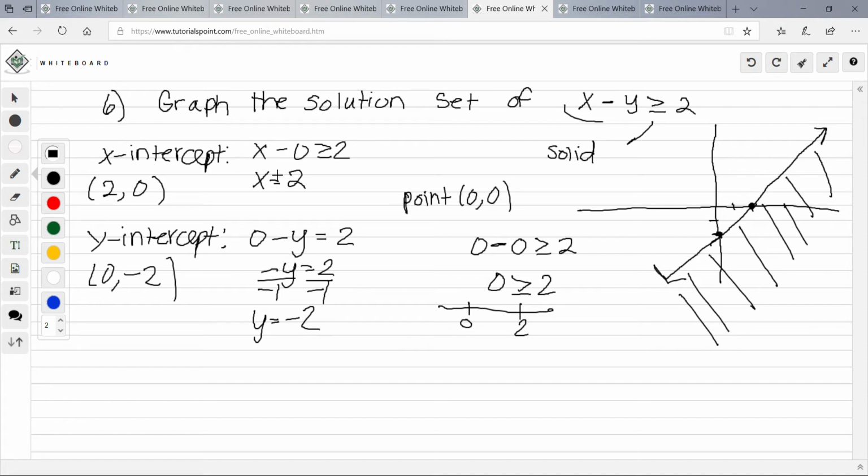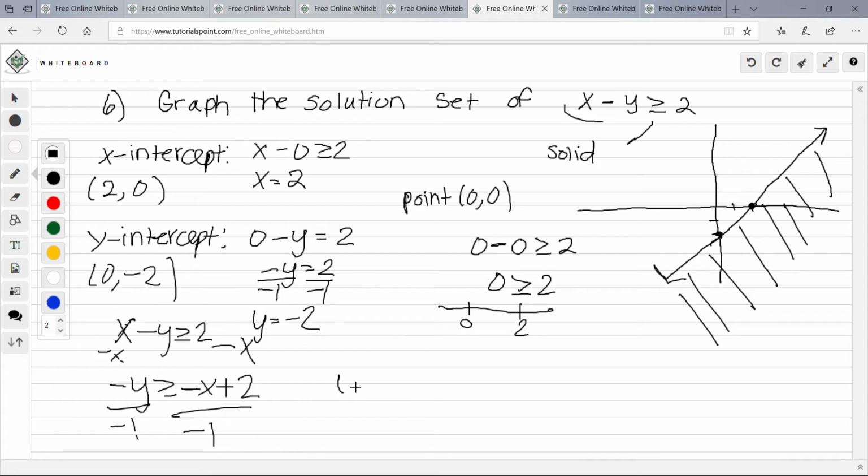Right? Good. And the other way you could have done it is to solve for y. So x minus y is greater than or equal to 2. Solving for y, negative y is greater than or equal to negative x plus 2, and then you divide by negative 1. When you divide or multiply by a negative number, you change the sign, so y is less than or equal to negative 1 over negative 1, which is positive x, and 2 divided by negative 1 is negative 2.